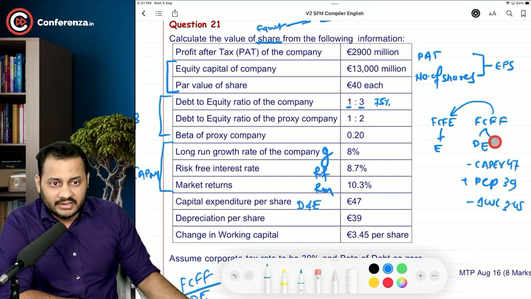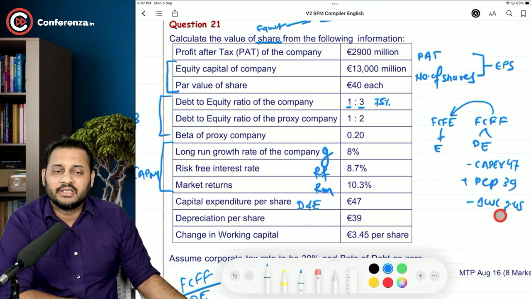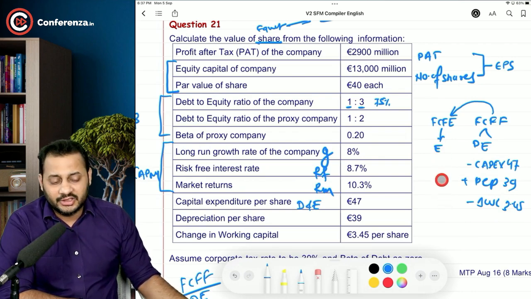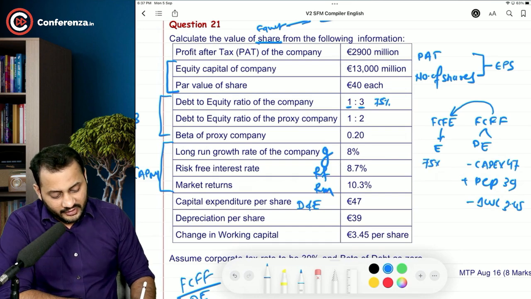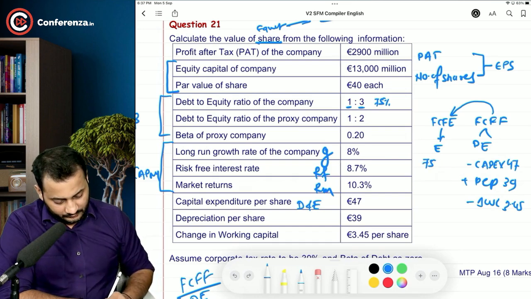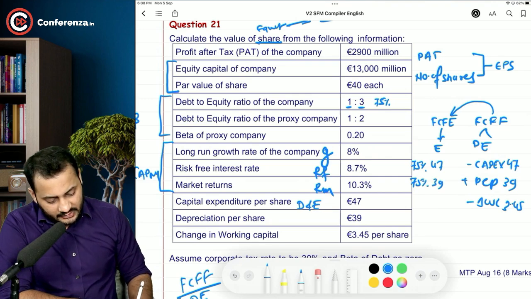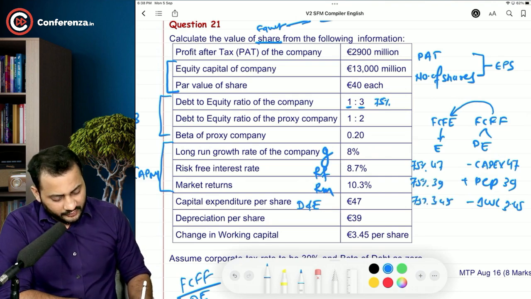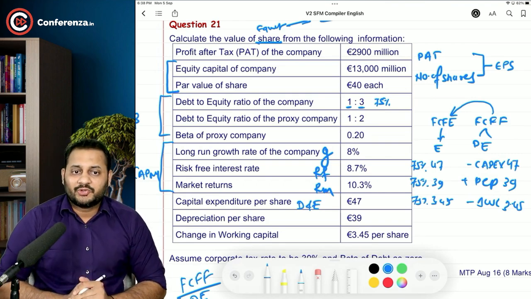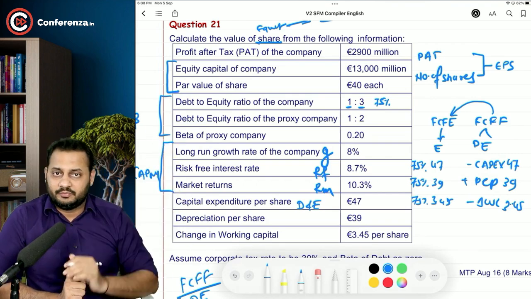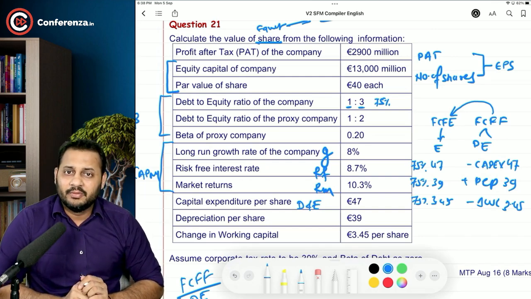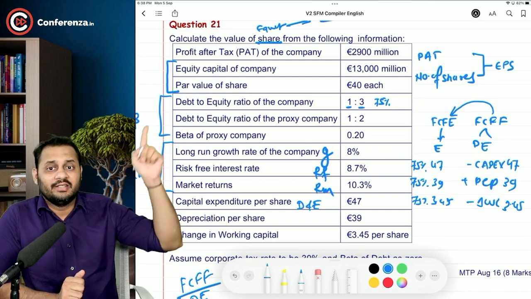So even if you take 75% of these capital expenditure, depreciation and working capital, you can adjust that here. That is the main thing to understand and learn about. You just need to take the 75%. 75% of 47, 75% of 39, 75% of 3.45. Why? Because 25% relates to the debt. All the capital that will be contributed to the company has to be in this ratio.